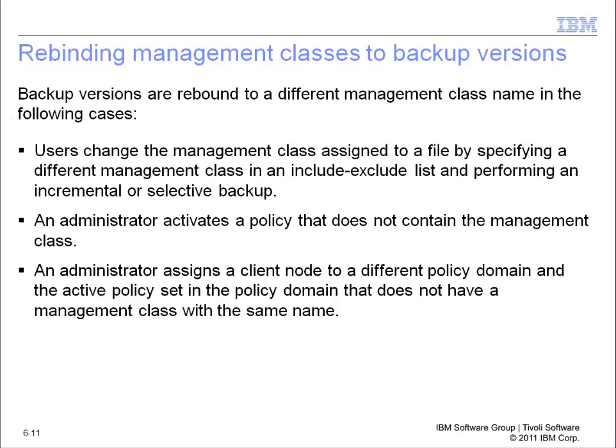Occasionally, you may need to rebind or change your management class. For example, if an administrator activates a policy that does not have a management class or assigns a client node to a different policy and does not have a management class with the same name, or a user changes the management class assigned to a file by using a different management class in include-exclude. In these cases, you could rebind to a new management class.